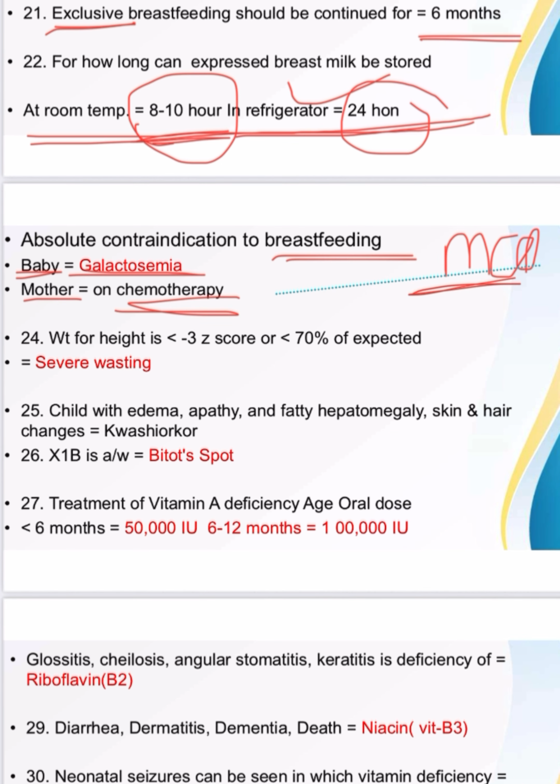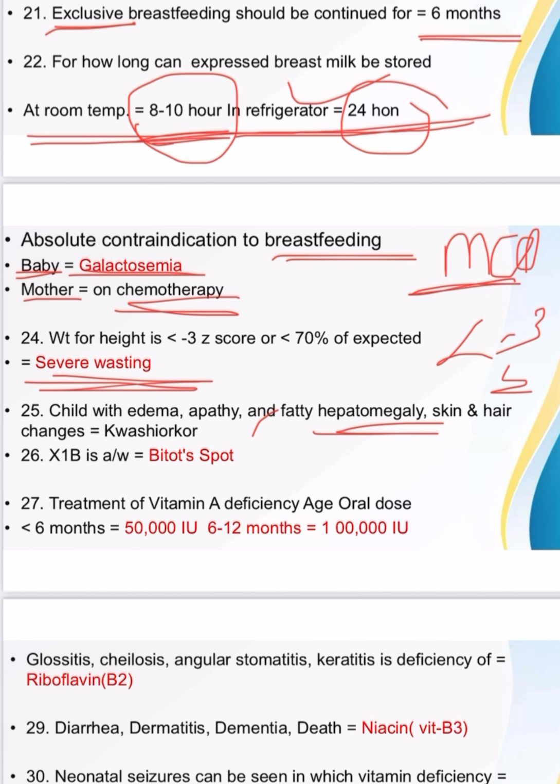Very important questions. Weight for height less than 3 standard deviation or less than 70% of expected is called severe wasting. Less than -3, okay, it is severe. Then a child with edema, apathy, fatty hepatomegaly, skin and hair changes is a feature of Kwashiorkor. Guys, remember Kwashiorkor and marasmus are very important diseases, and no paper goes without these two diseases.